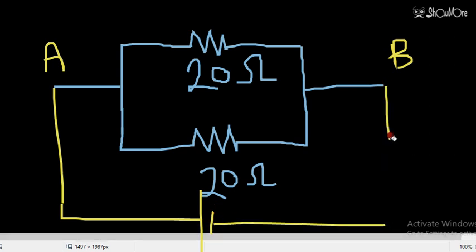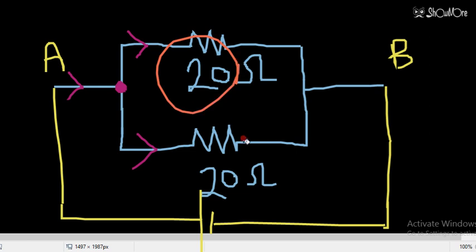So the best method is to connect the battery. This is current I coming from the battery, but when it reaches this point, it will be divided into two portions. Some current will flow here, some current will flow here. Current can be equal or unequal, depending on the resistance. Here this is 20, this is 20, so current will be divided equally, the same current in the upper branch and the lower branch.